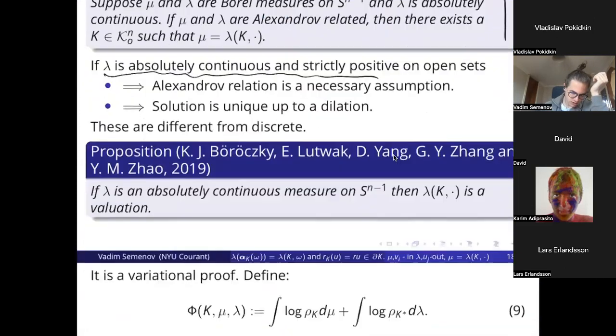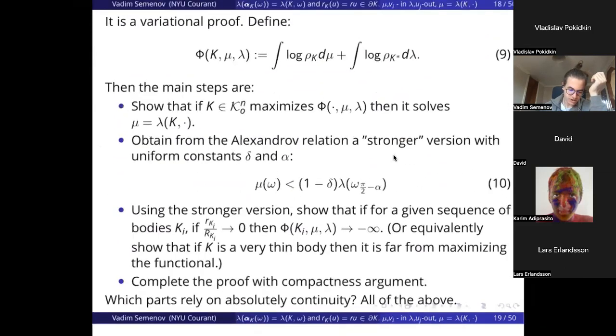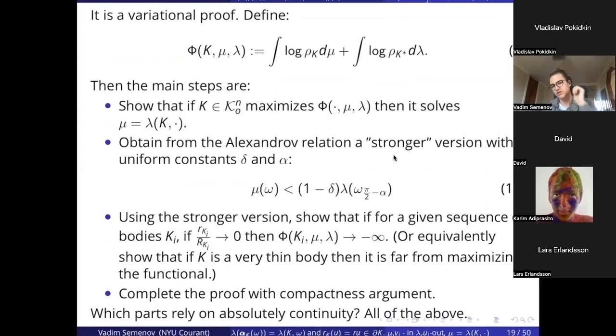So the way they do it is a variational proof. And this is how most of the Minkowski-type problems are done right now. You define some kind of functional and you know that the maximum of this functional is going to be a solution. But the problem with it is that you need to use some compactness result to claim that there exists a body which maximizes this function.